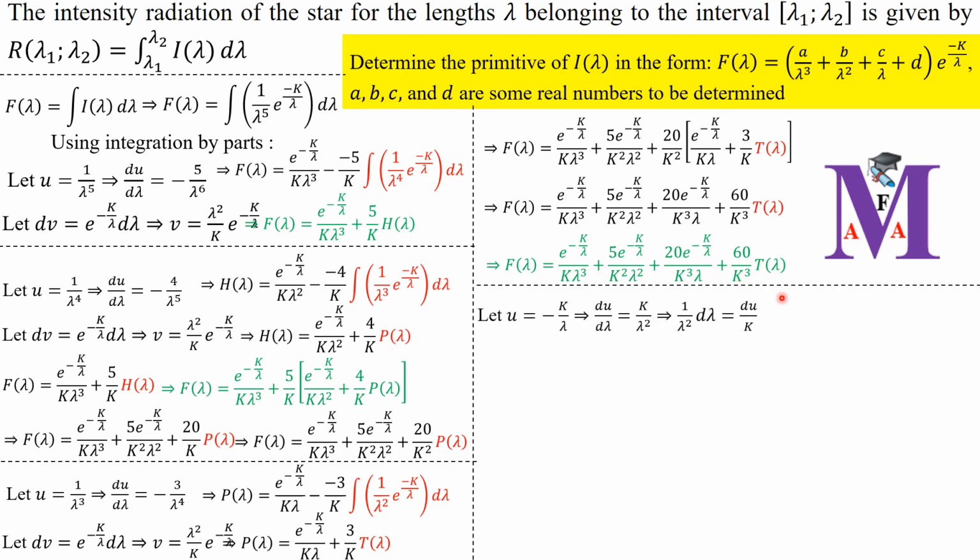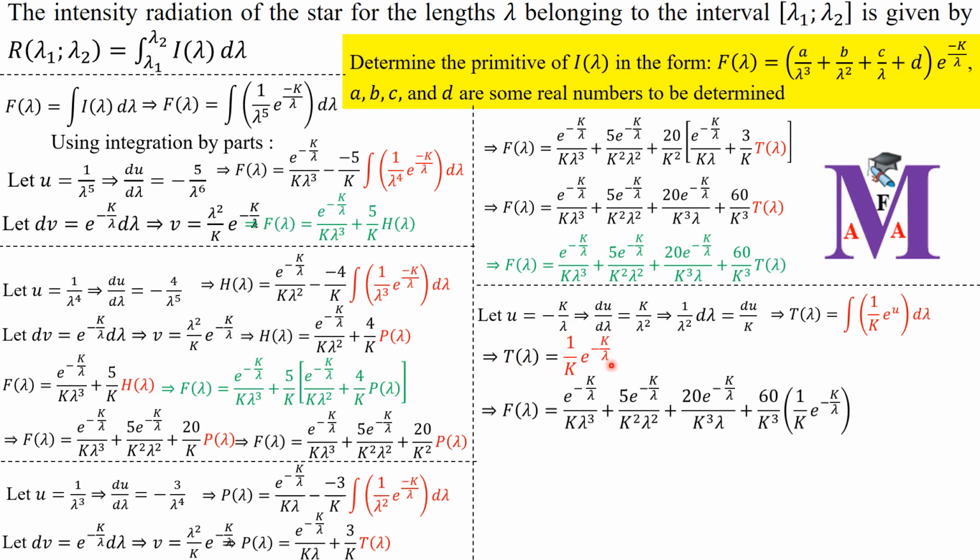Now we need to integrate t of lambda, so we are going to use integration by substitution. We let u be negative k over lambda. When we differentiate, we get 1 over lambda squared d lambda to be du divided by k. With that, we replace, and we get t of lambda to be 1 over k times the integral of e raised to the power u du. Integrating e raised to the power u du, you just get e raised to the power u. But what is u? Your u is negative k divided by lambda. It means your t of lambda is equal to 1 over k e raised to the power negative k divided by lambda.